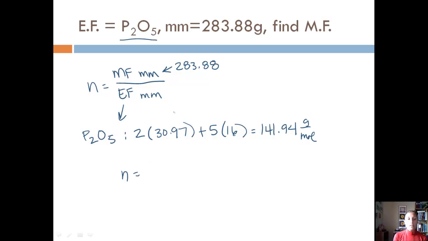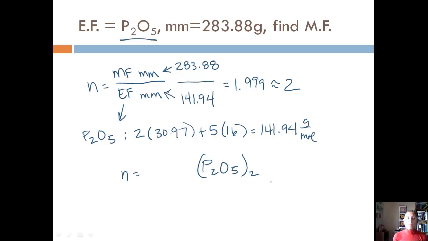Now I'm going to get my ratio, or my number. I'm going to take my molecular formula molar mass divided by my empirical formula molar mass. If I divide those two out, I end up with 1.999, which is really close to 2. And so that means I can take my P2O5 and multiply those subscripts through by 2, giving me P4O10 as my final answer. Once you have determined the empirical formula, it's this simple ratio of the molar masses to get molecular formula.